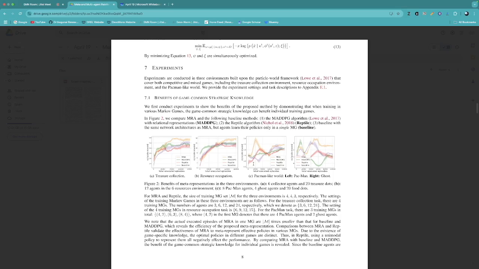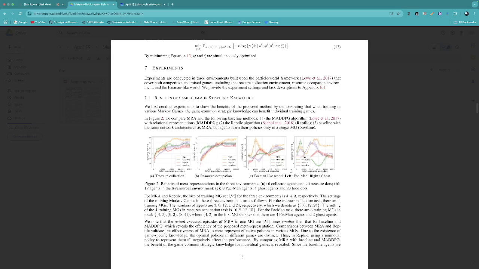The graph on the left-hand side of those graphs is the results for Pac-Man, and on the right are the results for the Ghost. So you see there's an agent performing treasure collection at the left, and then the next graph over, we have an agent engaged in resource occupation, and then we have a Pac-Man-like world where we look at the representation of the Pac-Man and then the Ghost.